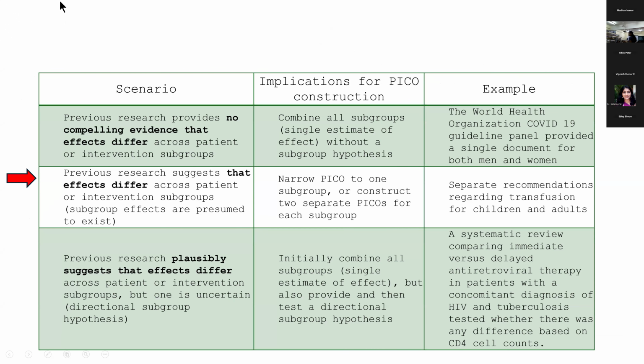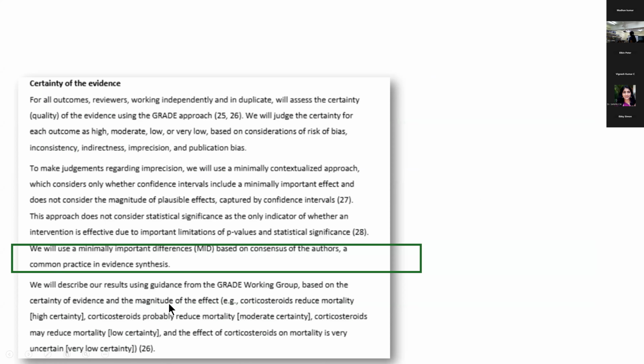Okay, so let's see what the authors have done. So the interesting thing is the authors have gone with Anna's approach. So what they have done is, they feel that there is definitely a difference between severe pneumonia and less severe pneumonia. So they have decided to put 2 different PICOs and 2 different subgroups in the beginning itself. Now, they have also decided to use MID. But the only thing is, they have not told us what MID they're using in their protocol.